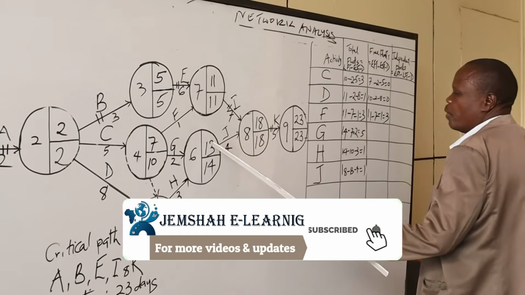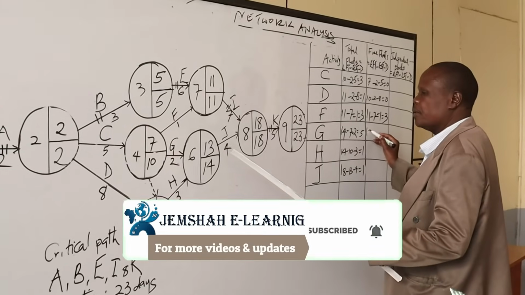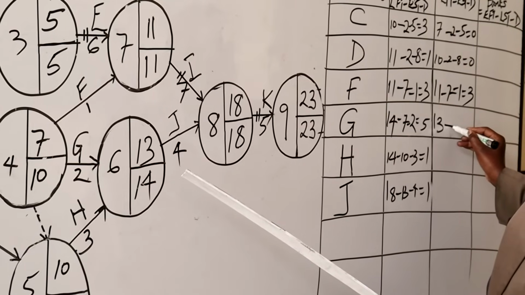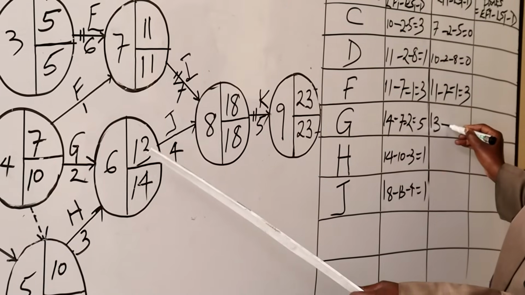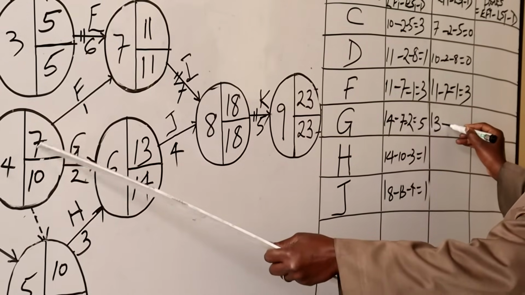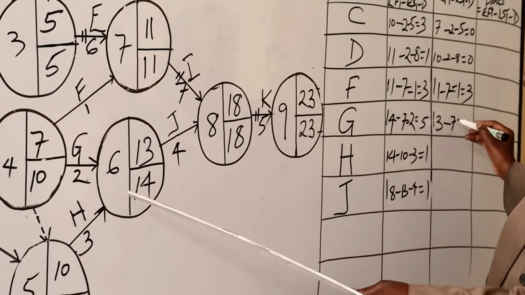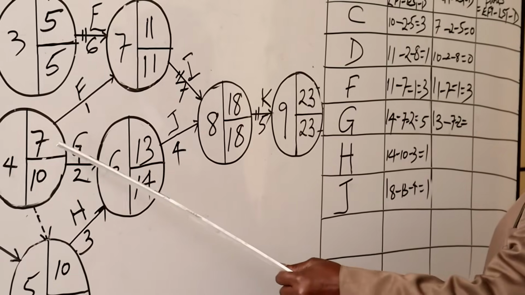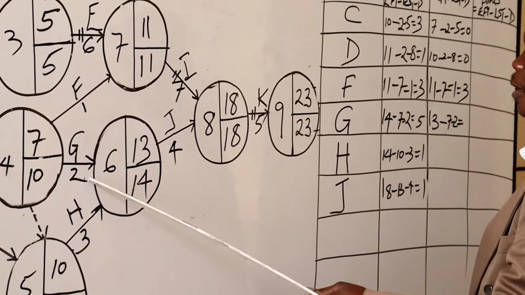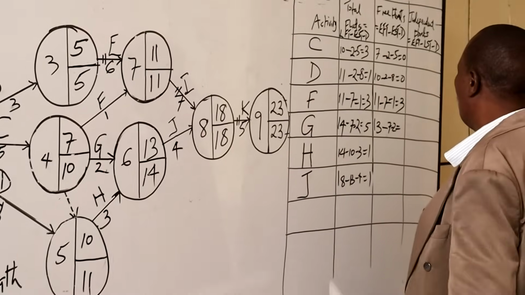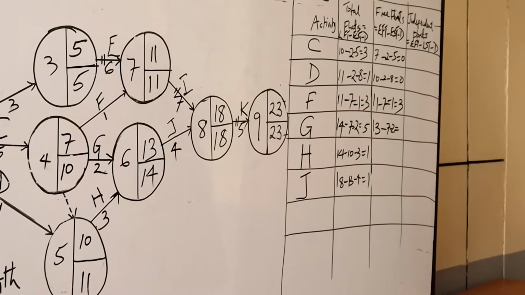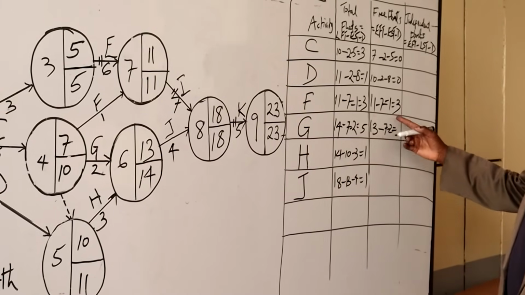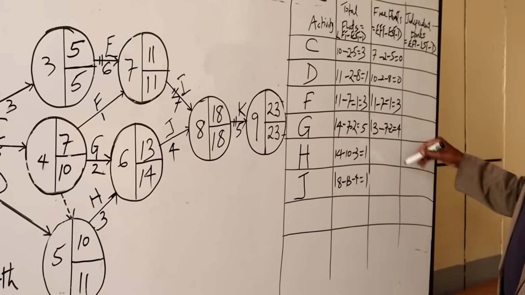earliest finishing time for G is 13 minus earliest starting time for G. Earliest starting time for G is 7, minus the duration. So that is 13 minus 7, then minus 2. So 13 minus 9, which is 4.